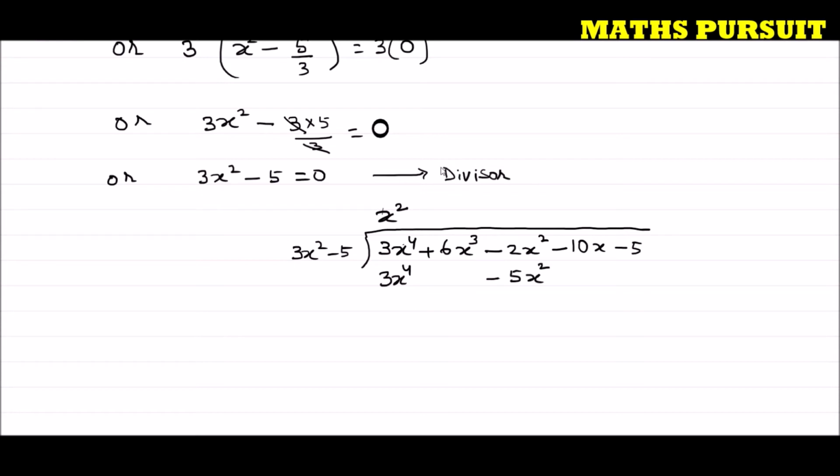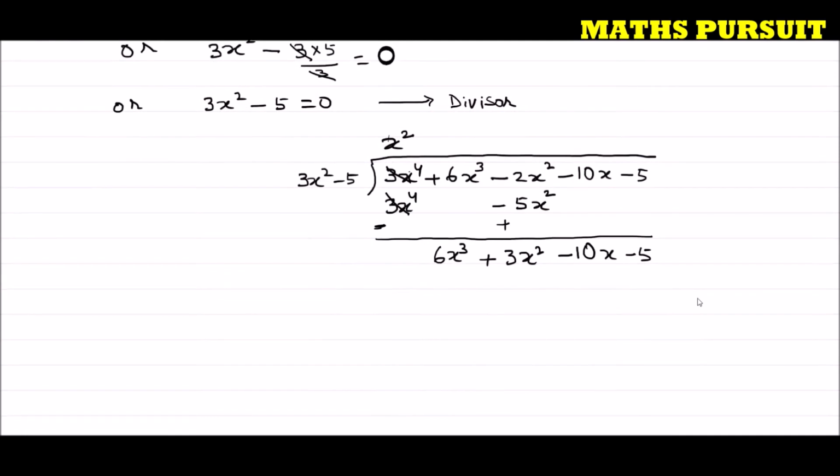Now guys, after multiplying these things, I am going to reverse the symbols. This positive will become negative and this negative will become positive. So 3x to the power 4 minus 3x to the power 4 cancels out, and now we are left with 6x to the power 3 plus 3x to the power 2 minus 10x minus 5. Now this is our new dividend that we got.